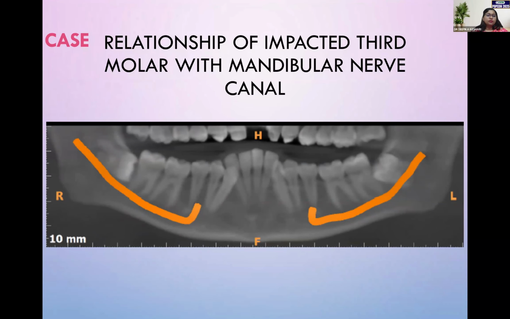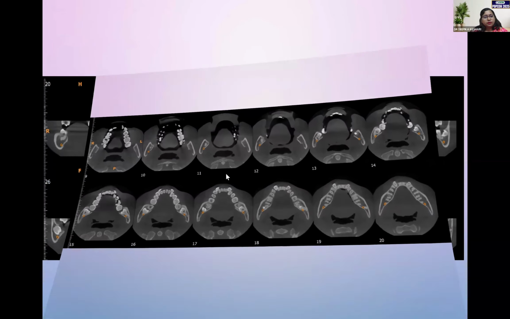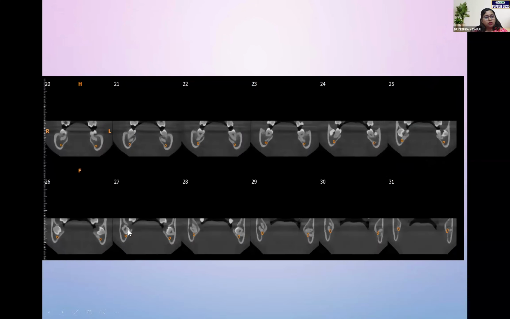Now, CBCT is often referred for assessment of the relationship of impacted third molar with the mandibular nerve canal. Often, surgeons face difficulty in these cases. Here we can see that the location of the mandibular nerve is lingual to the impacted third molars on either side. And here you can see how the crown is oriented and how it is related to the position of the nerve. Then they can accordingly plan how to extract the tooth.